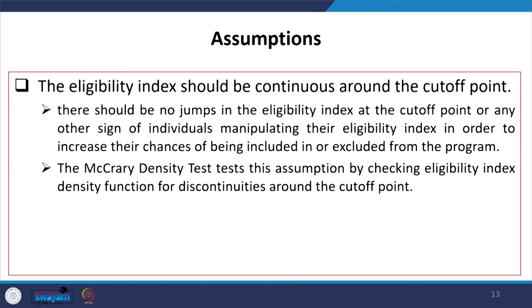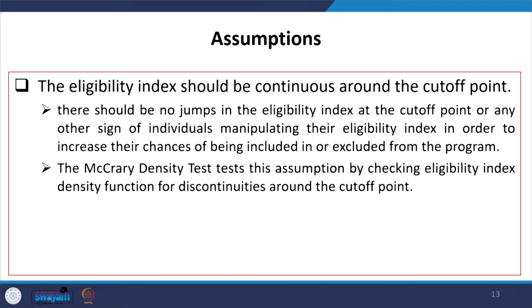There should be no jumps in the eligibility index at the cutoff point, or any other sign of individuals manipulating their eligibility index in order to increase their chances of being included or excluded from the program. When we are talking about a poverty line, people should not be clearly excluded just to mark the differences. Like if you are using an age group, when you know that these ages are completely separated out and you stick to a particular age group to differentiate, then probably you are not capturing the right direction of your evaluation. So, you have to take a cutoff point that does not by assumption differentiate the two.